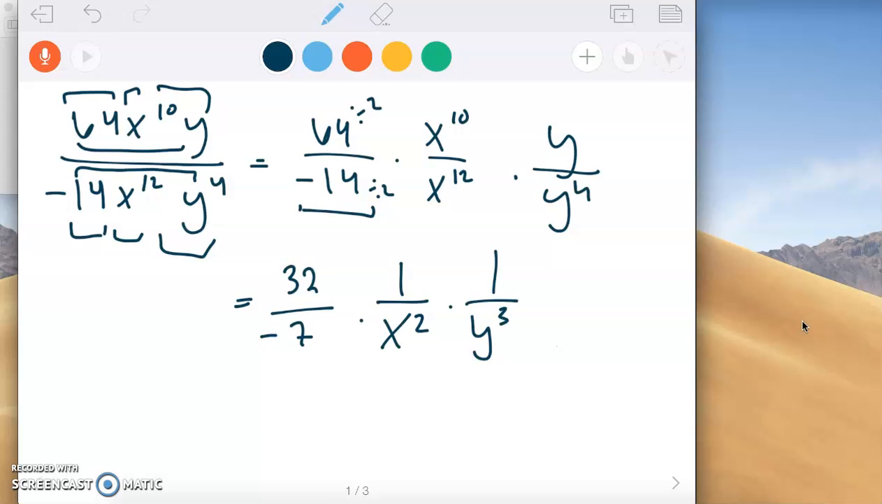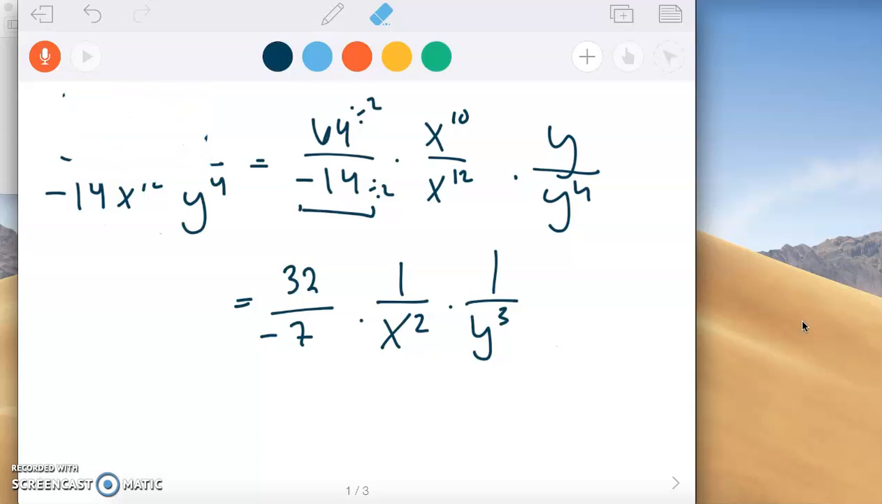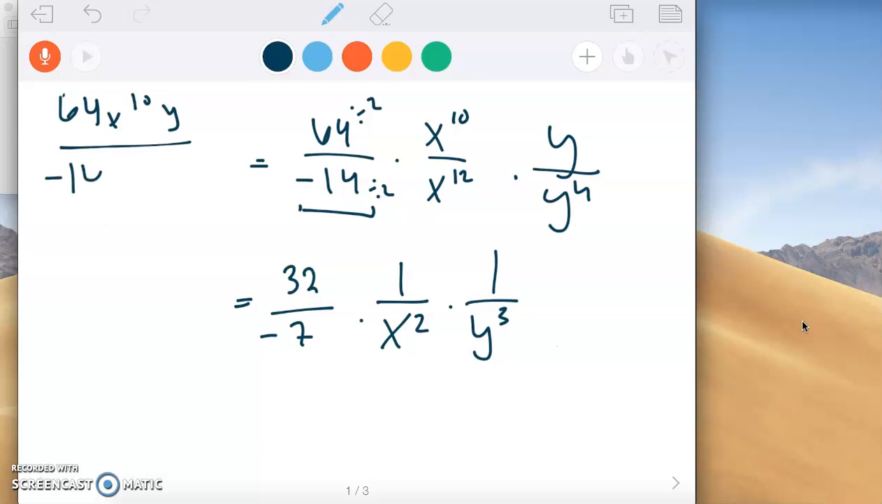Now, just to show you guys, when you look at this problem from the very beginning, I don't know if I can erase this, probably not very well. Well, let's just rewrite it. Probably look a little better. We had 64 x to the 10th, y over negative 14, x to the 12th, y to the 4th. I look here and I see, oh wow, my x variable on the bottom has a bigger exponent than the one on the top, and my y exponent on the bottom also has it. I know then in my mind, I won't have any variables left in the top because these are both bigger than these.